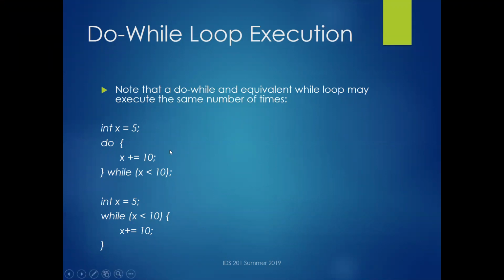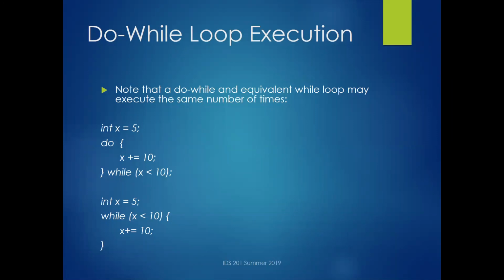For example, look at the first loop here. int x = 5, do x += 10, while x < 10. So if we start off with x as 5, we do the loop block once, we add 10 to it, and then while x is less than 10, well, x isn't less than 10 because x is 15. So we did the loop block once. Down here below, with the while loop, we have int x = 5, while x < 10, add 10 to x. In this case, again, we go through with 5, we check, is it less than 10? Yes, so we add 10 to it, it becomes 15, and then we do the test again and we skip the block. So in both cases there, it would execute once.